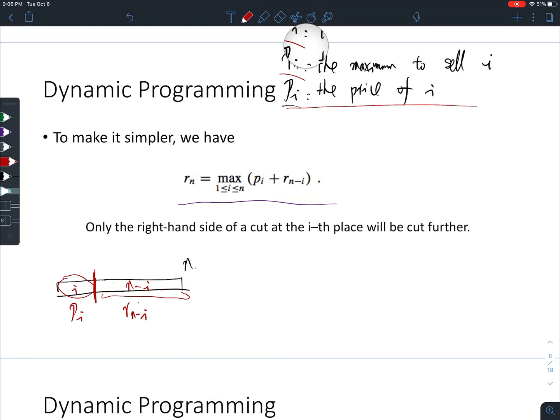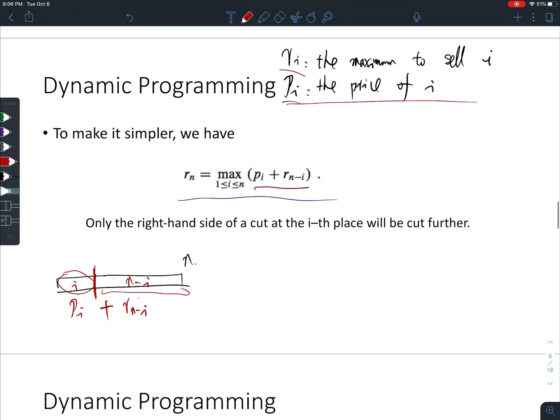Okay, so from the left part we get Pi, and from the right part we get R(n minus i), and in total we make Pi plus R(n minus i) dollars. So this is the inner part over here. It tells you, if you make the leftmost cut at this place, how much money can you make at most?